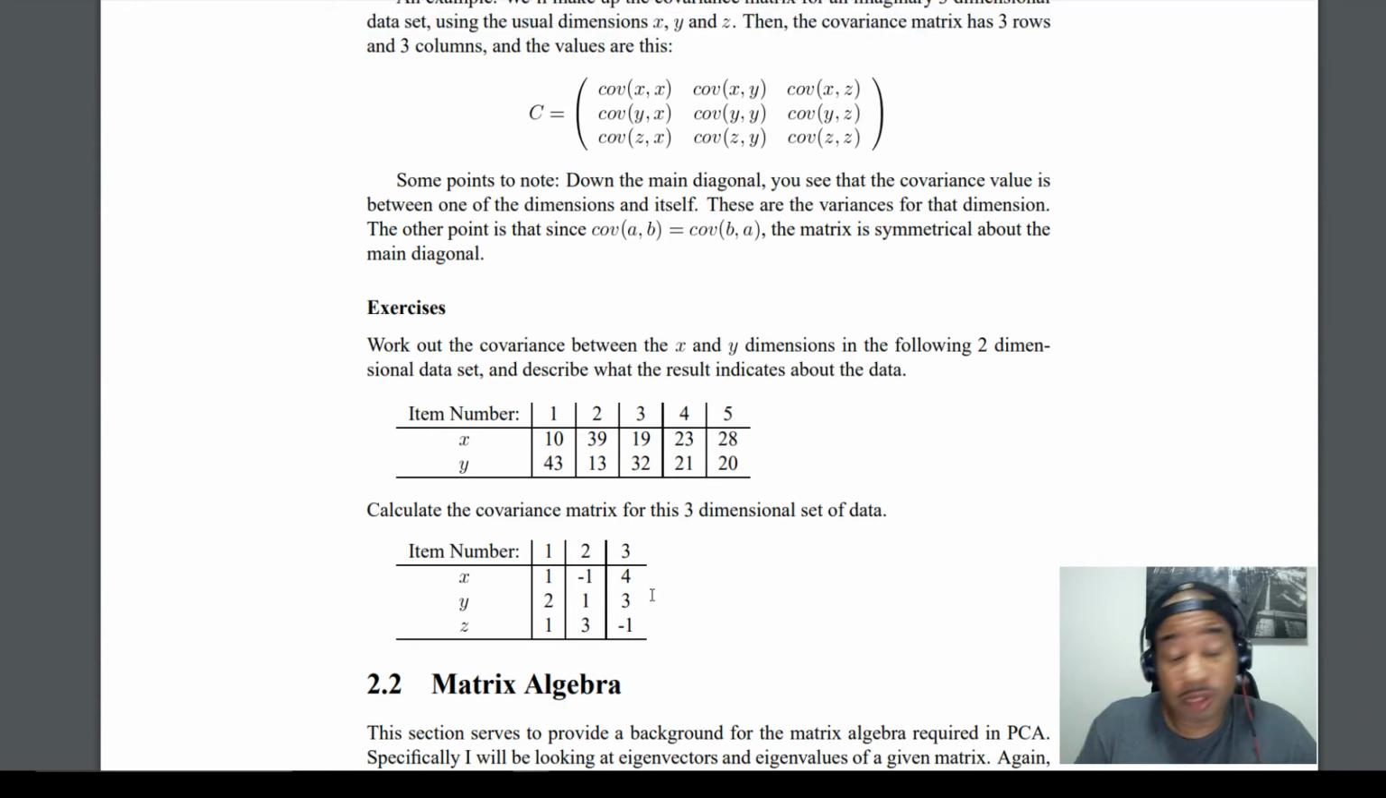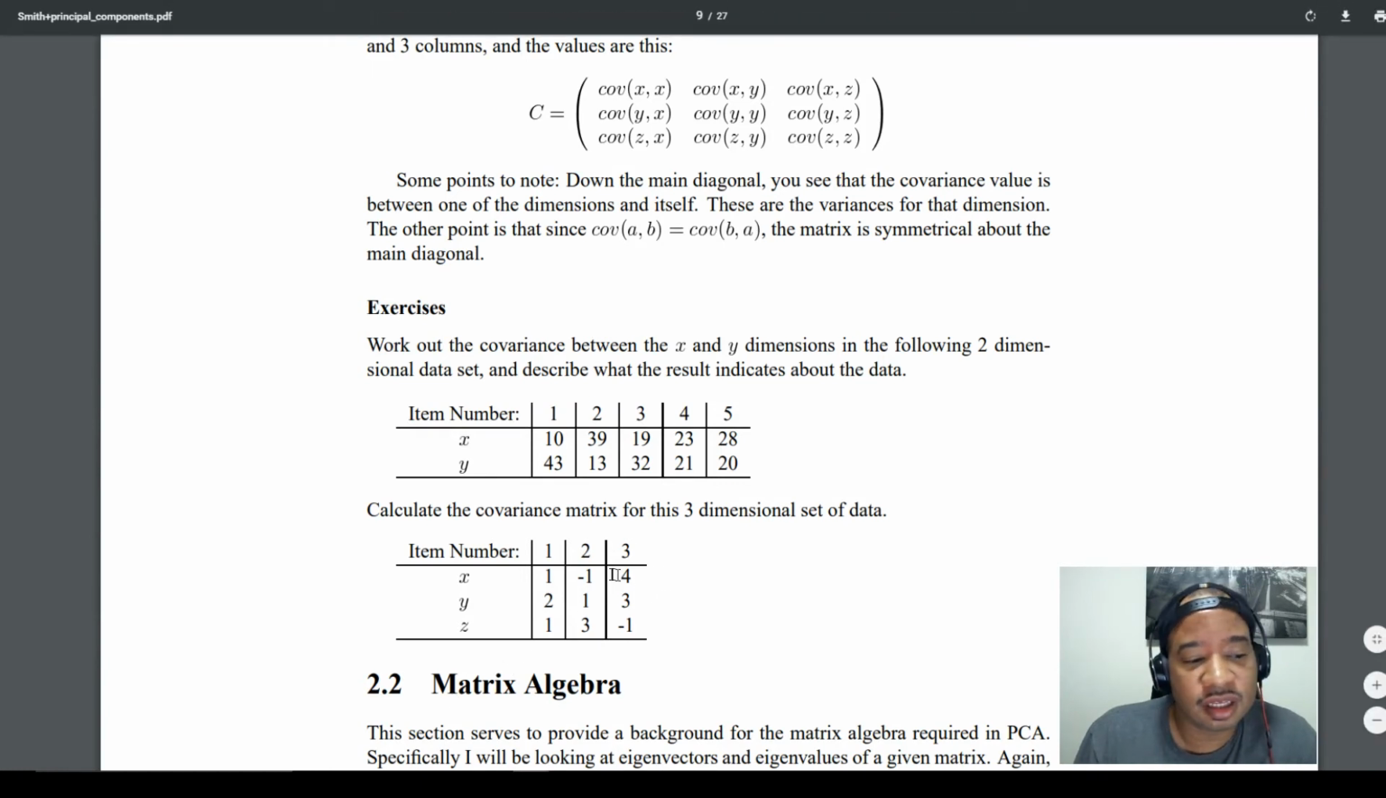And I'm assuming that there's some technology that we can use to calculate a covariance matrix when we have a set of data. So we don't just plug these values into a matrix. The number of values in each set here is 3, whereas the number of values in each set here is 5. But this is 2 dimensions, and this is 3 dimensions. It's just listed in this manner.